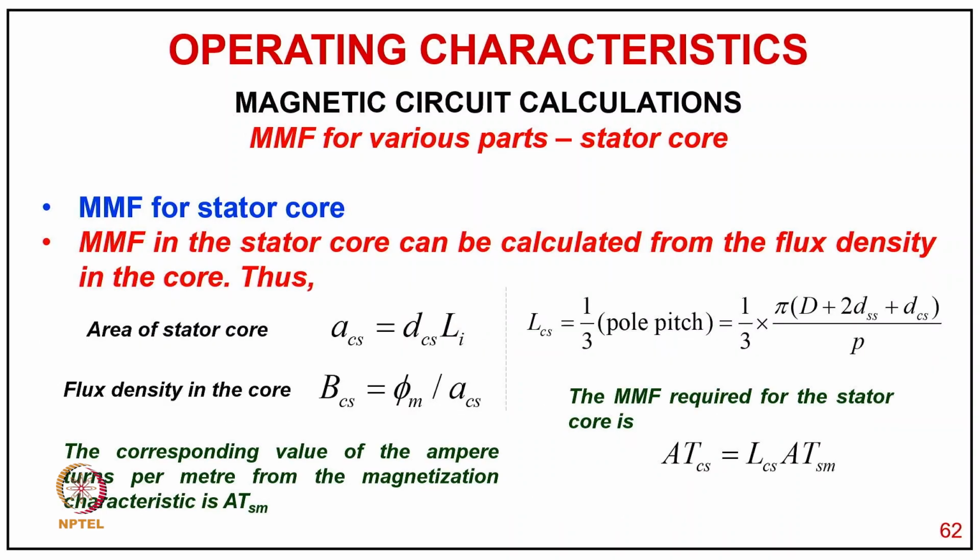For the stator core, the MMF in the stator core can be calculated from the flux density in the core. Thus the area of the core is Acs equal to Dcs into Li, and the flux density is Bcs equal to phi m upon Acs. For the corresponding value, from the magnetization characteristic, we find out ATM. The length of the magnetic path is 1/3 of the pole pitch, that is 1/3 into pi into D plus 2 Dss plus Dcs by P. So the MMF required for the stator core is ATcs equal to Lcs into ATM, which we got corresponding to Bcs from the magnetization characteristic of the material used for the stator core.